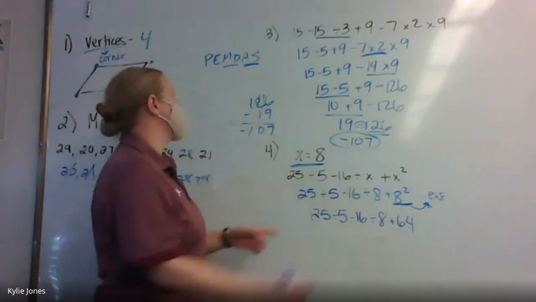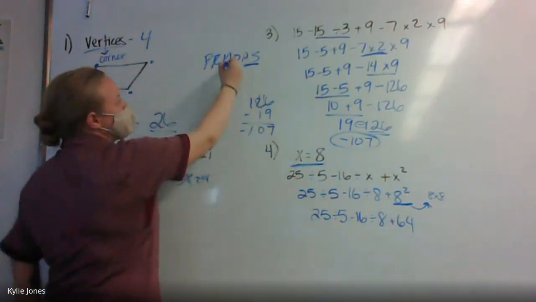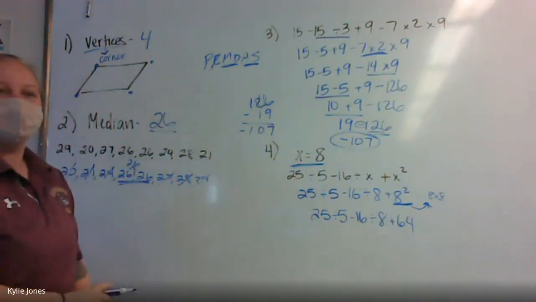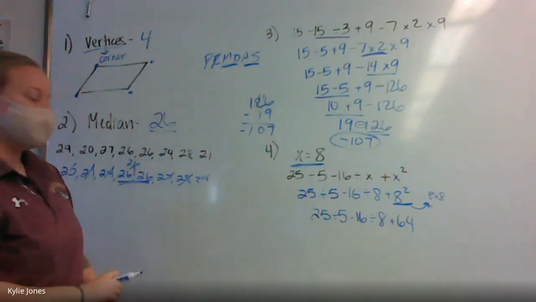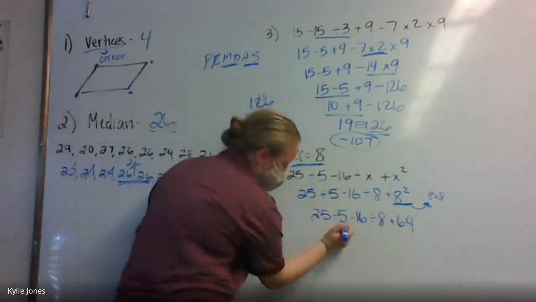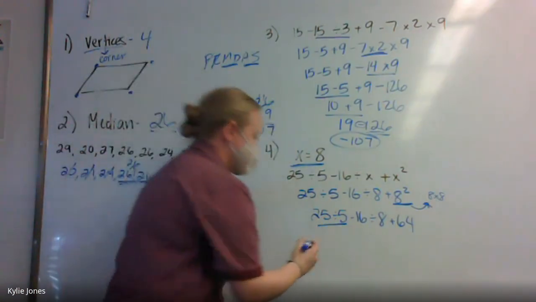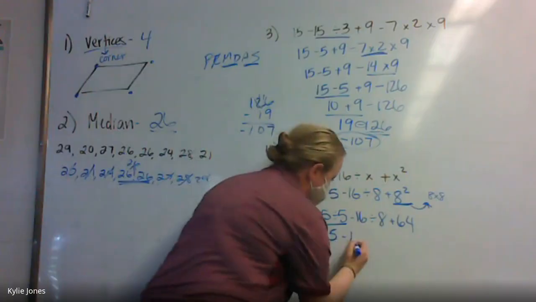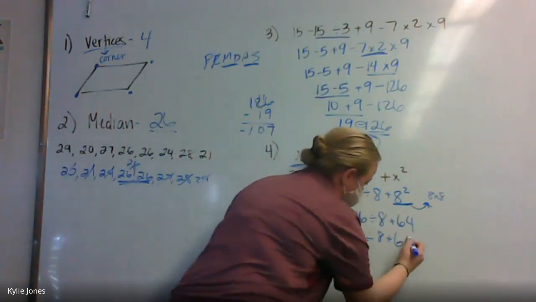Now we've done parentheses and exponents. What about the multiplication and division? Yes, there's division. We have to do this division. So let's start with 25 divided by 5. That is 5. Then 16 divided by 8 plus 64.